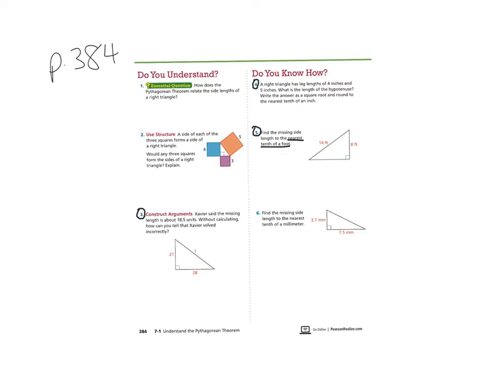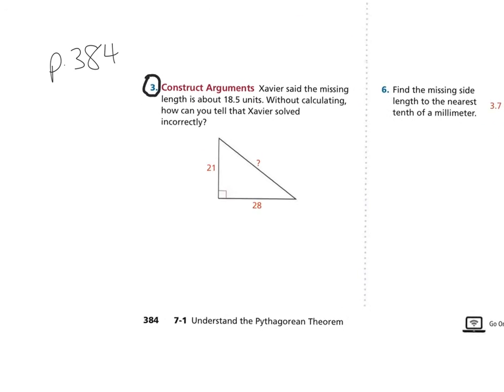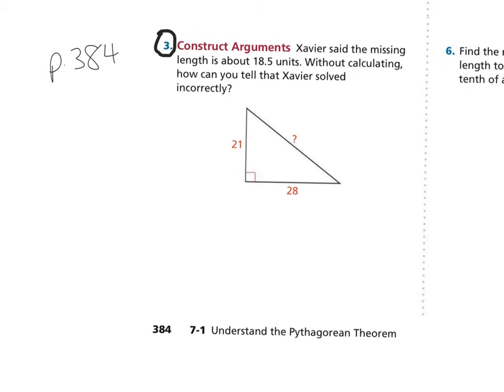Page 384, if you look at number 3, Xavier said the missing length is about 18.5 units. Without calculating, how can you tell Xavier solved incorrectly? Well, the missing length here, if that's 18.5, the problem with that, look at your other lengths here. What we're trying to find is the hypotenuse. Hypotenuse should be the longest side, but it's actually shorter than either one of these. It's got to be bigger than both of these. In other words, hypotenuse has to be bigger than 28. So that's how we could know that we made a mistake there.